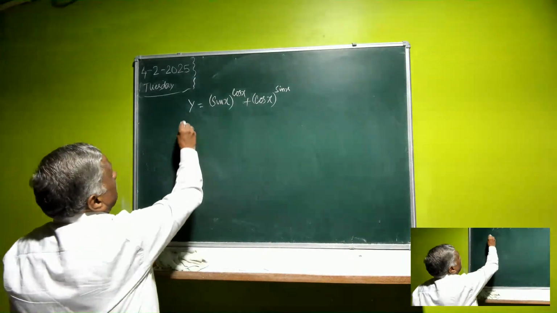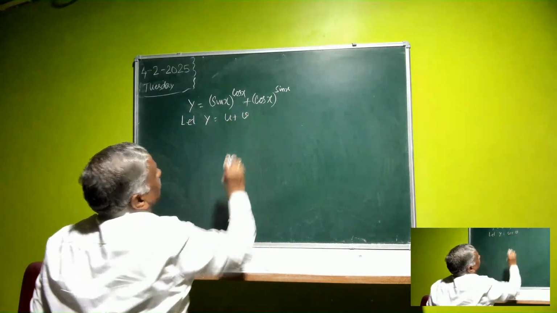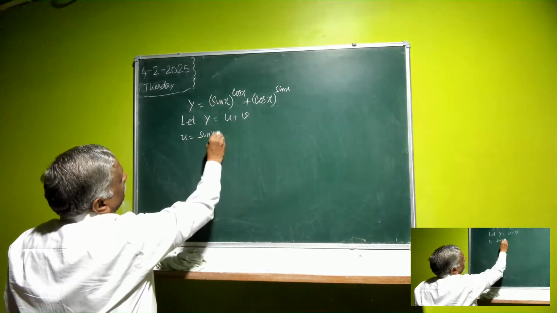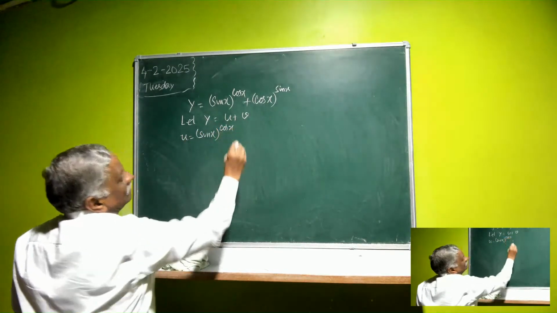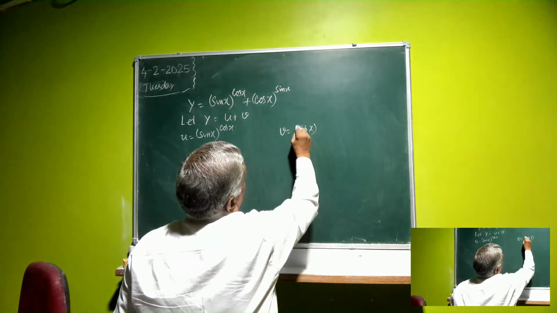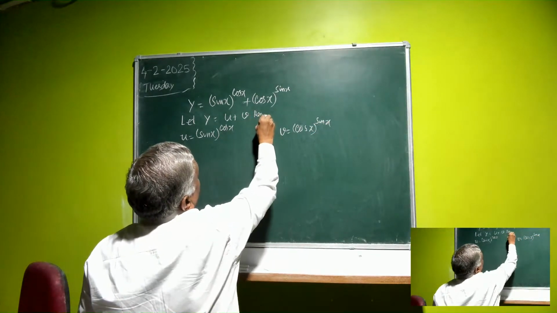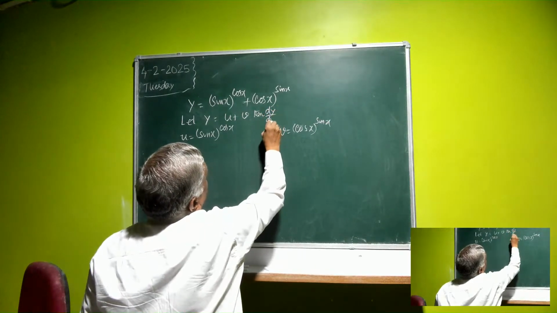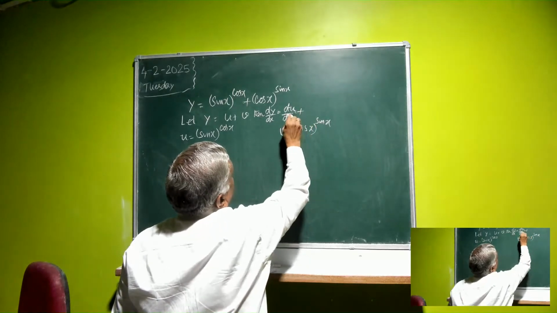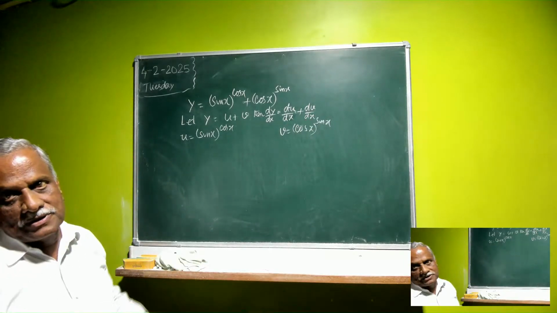The method for this is: let y is equal to u plus v. What is u? u is sin x to the power of cos x. What is v? v is cos x to the power of sin x. Here you write, then dy by dx is equal to du by dx plus dv by dx. So this is the first step.